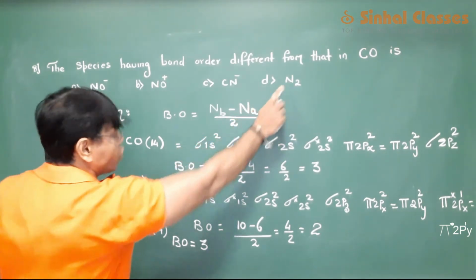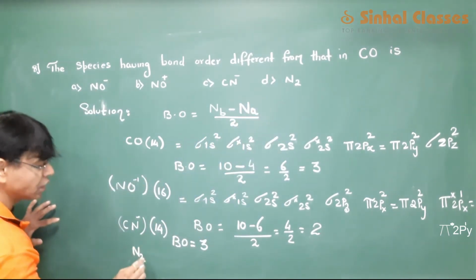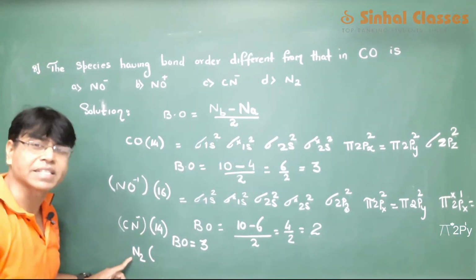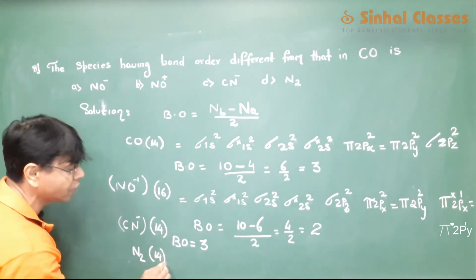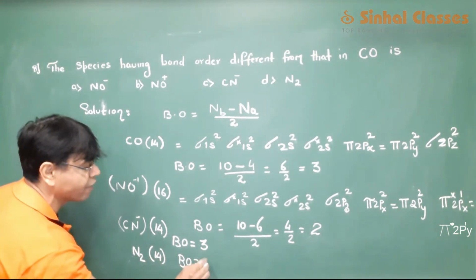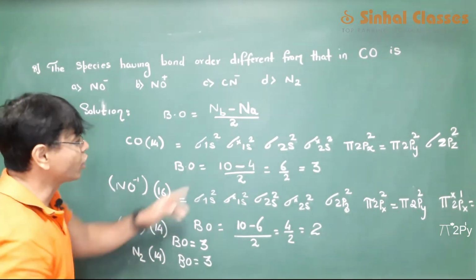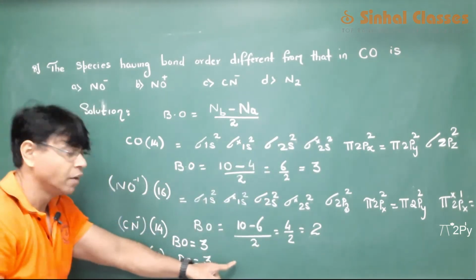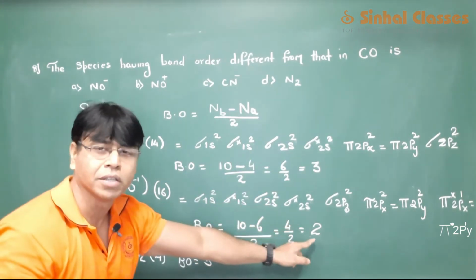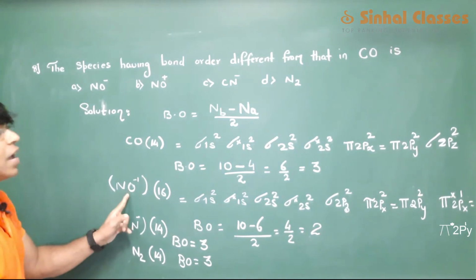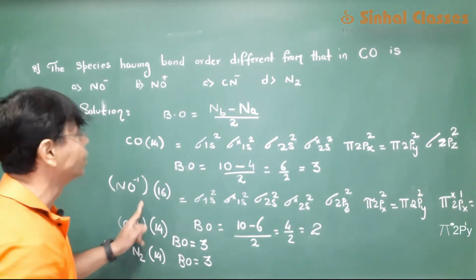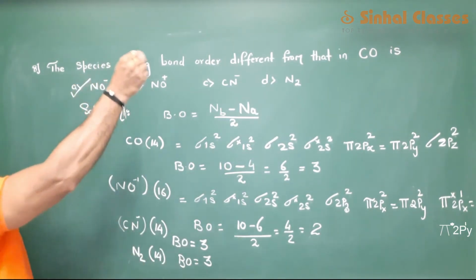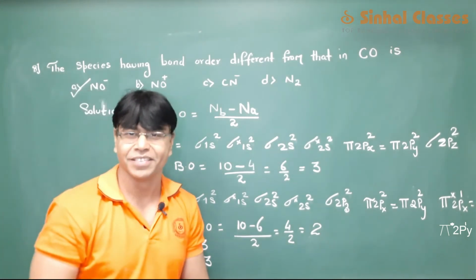What about N2? N2, nitrogen 7 plus 7, again 14 electrons. So its bond order again will be 3 only. So look at all of them and tell me which one has a different bond order. Answer is NO minus 1. So the answer for this question is A.